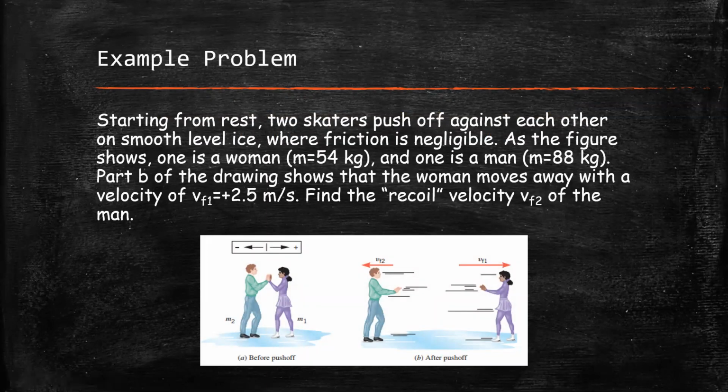Okay, so for our second problem, starting from rest, we have two skaters push off against each other on smooth level ice, where friction is negligible. As the figure shows, one is a woman with a mass of 54 kilograms, and the man is 88 kilograms. Part B of the drawing shows that the woman moves away with a velocity of 2.5 meters per second. So find the recoil velocity vf2 of the man.